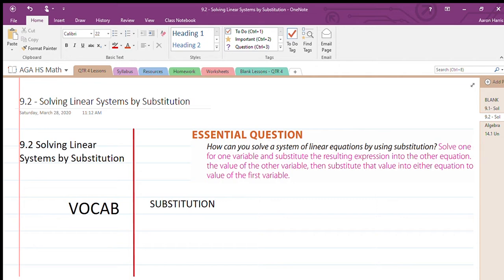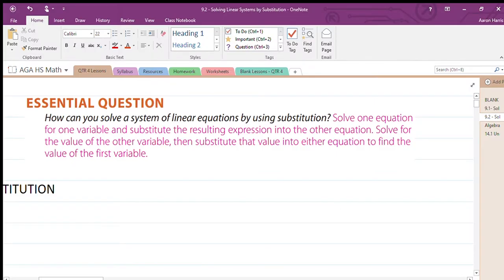Okay, we're back again. Here's 9.2, solving linear systems by substitution. The essential question says, how can you solve a system of linear equations by using substitution? Now remember, last time we graphed them, and we realized that whenever we graph more than one line, if they intersect at exactly one point, that was the solution. If they didn't intersect at any point, then there was no solution. And if they were overlapping each other, exactly the same line, then they had infinitely many solutions. So here we want to solve it, but we want to use substitution.